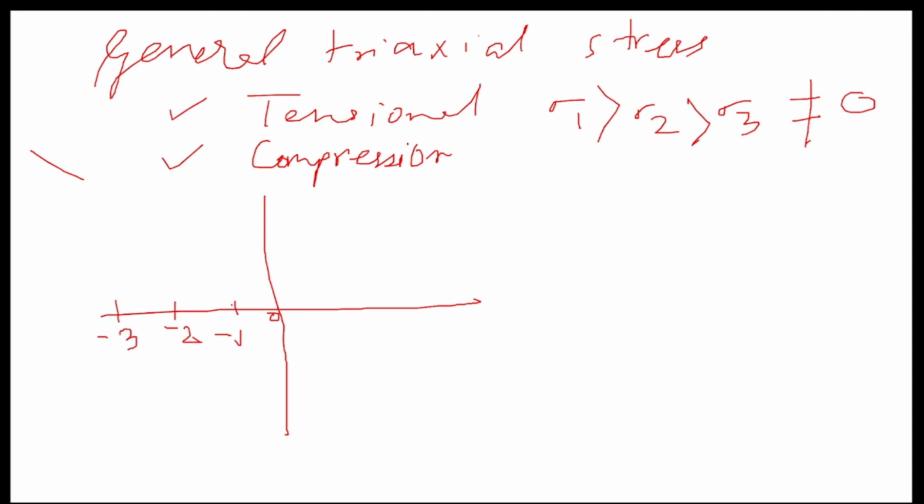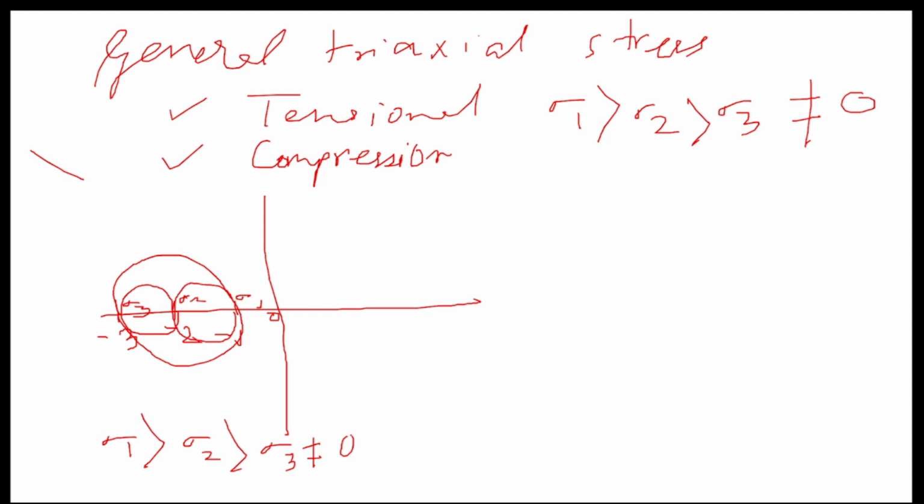In this case, sigma 1 is here, sigma 2 is here, and sigma 3, this one let's take. So this is sigma 1, this is sigma 2, and this is sigma 3. It is clearly seen in the diagram that sigma 1 is greater than sigma 2 is greater than sigma 3, but they are not equal to 0, and they are on the tensional side, and they are tensional triaxial stress. Now let's see the example for compressional.